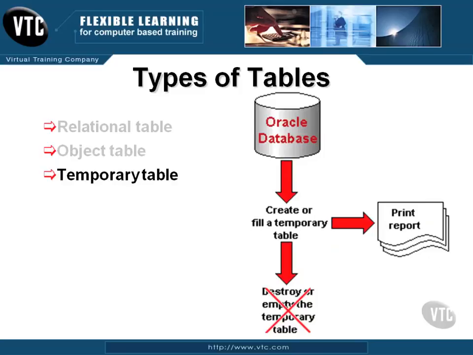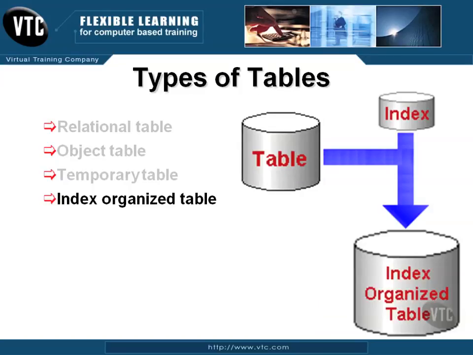You can also create temporary tables, which are faster than a regular table for doing things like filling it up and printing a report out. There's a thing known as an index organized table. All that does is it simply arranges all the data in the table in the order of the index.